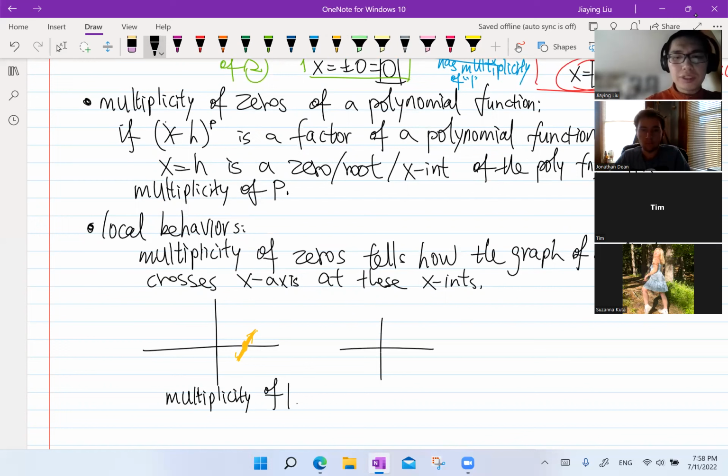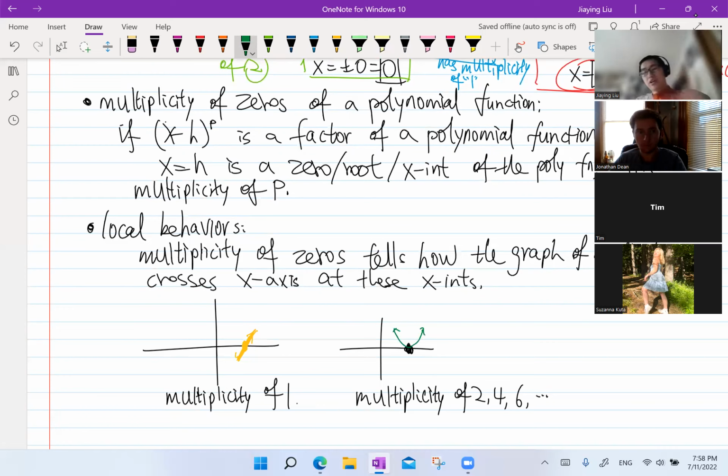And if we have a multiplicity of two or four or six, all the even powers, at this x-intercept the graph is going to look like a parabola, so it's going to look either like this. When I say cross, it doesn't mean actually cross, it just comes and touches it. It could also be on the other side, depending on whether it's coming from above the x-axis or below the x-axis. So it just comes to that point, touches it, goes up, just like a parabola, like a quadratic function.